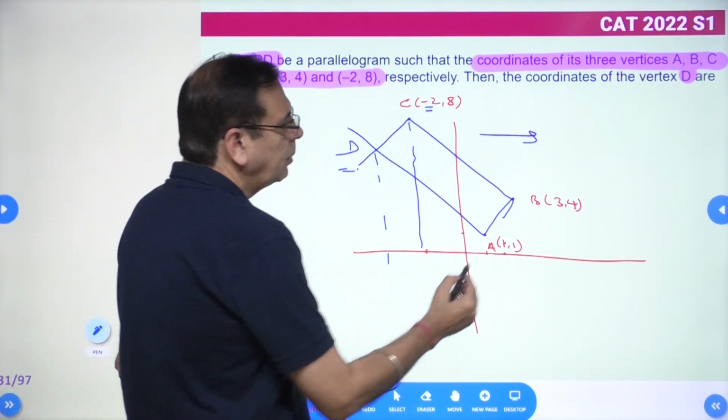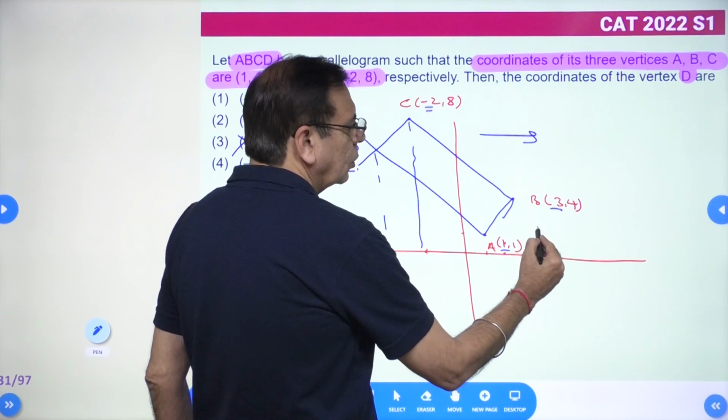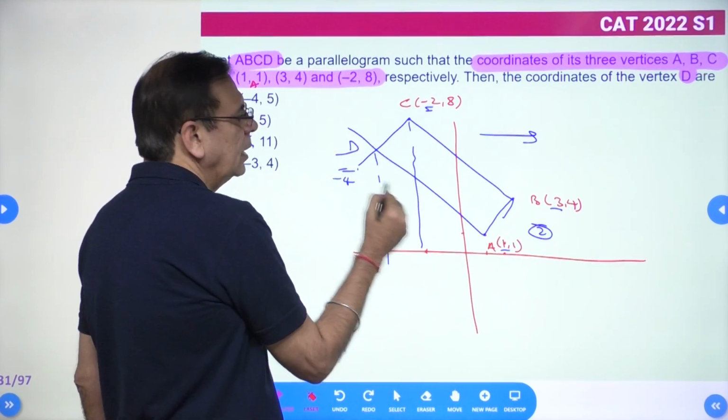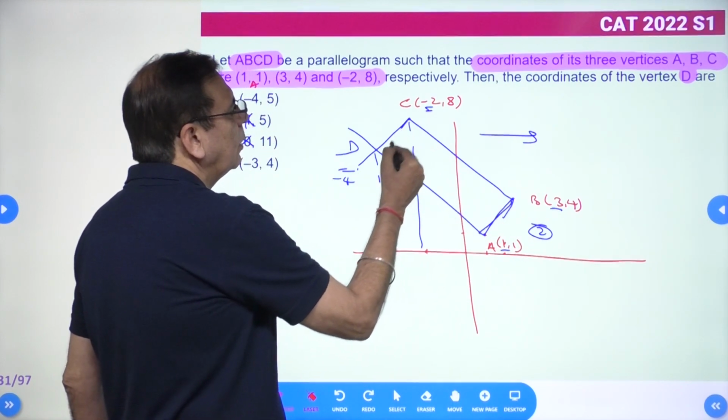कौन सा होगा? अब ये बताओ, ये 3 से 1 गया है, so there is a shift of 2 ना, तो ये -2 से ये -4 जाना चाहिए. जो इतना शिफ्ट हुआ है ये भी उतना ही शिफ्ट होगा.